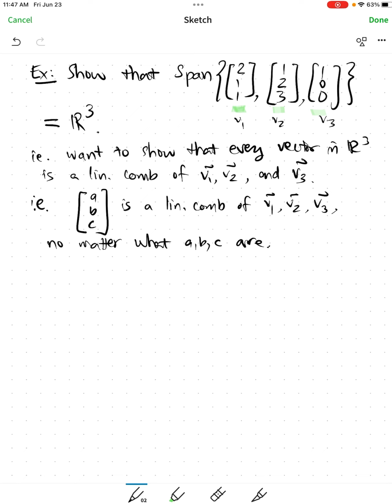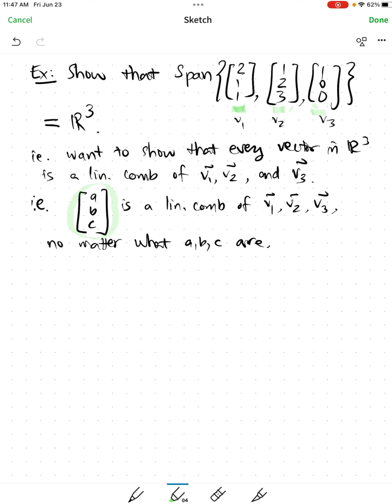So what you have to do is start off with a generic vector in R3. This is like a random vector in R3, and show that this vector, you don't know anything about it, it's just a vector in R3, is a linear combination of these three vectors. If you do that, that shows that every vector in R3 is a linear combination of v1, v2, and v3.